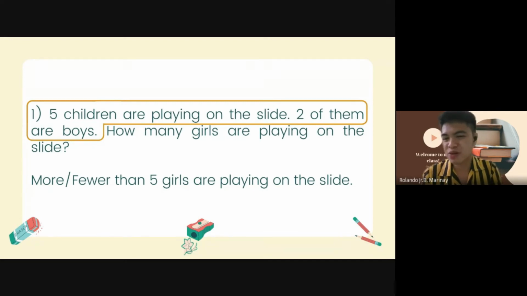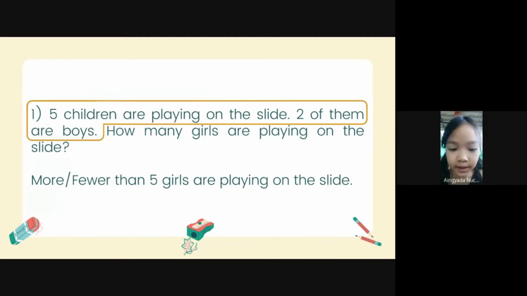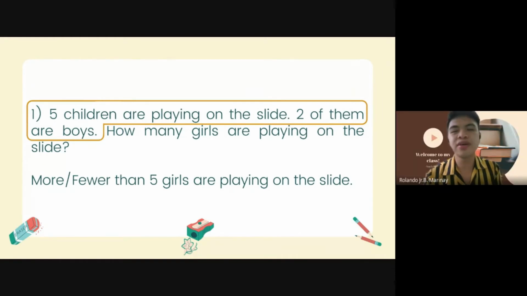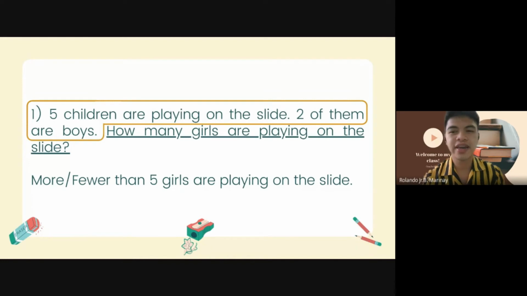Wow! Nata is finished. Now we're going to underline the question part. Here the question is, how many girls are playing on the slide? So we're going to underline it. When you're finished, please raise your hand or press the raise hand button. Good job. Some of you are finished already.